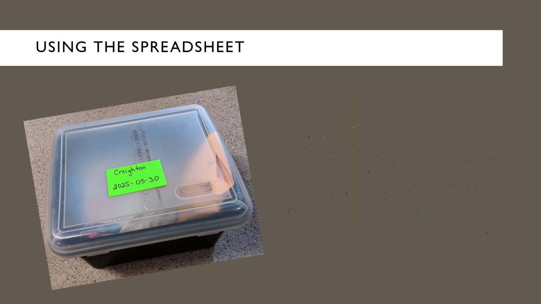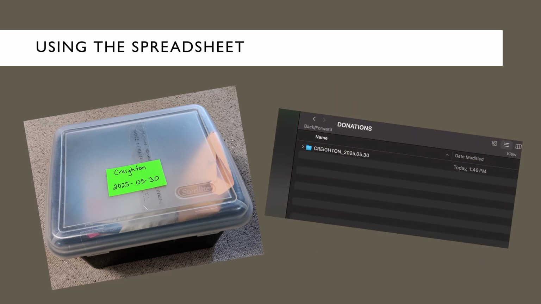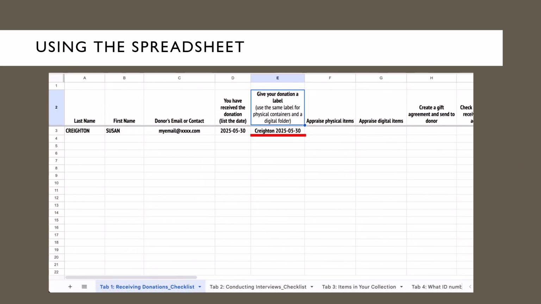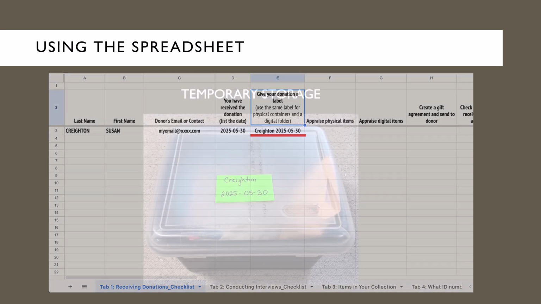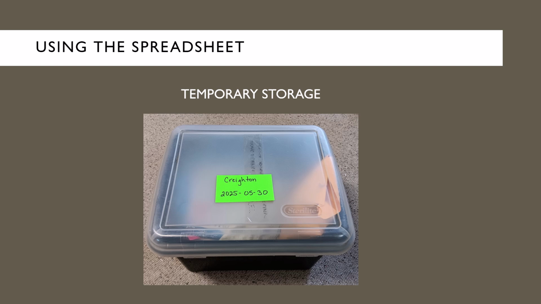You're going to put the same label on any boxes or bins and any digital folder you need to create. We suggest you create a label with the donor's last name and the donation date and enter that label in column E. These boxes, bins, and folders are what we'll refer to as the donation's temporary storage.